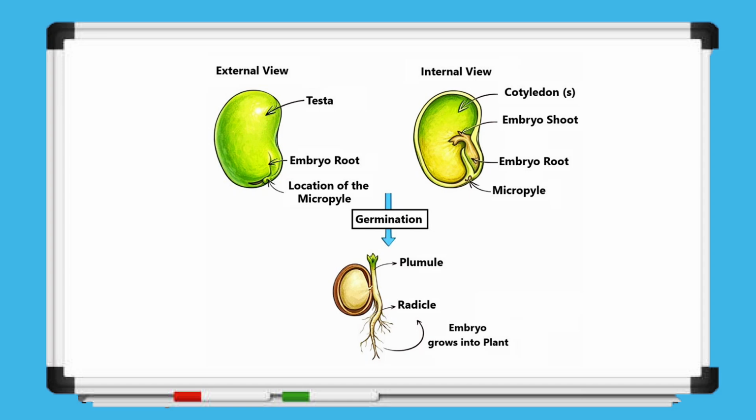The embryo is the young plant present inside the seed. It consists of the plumule and the radicle. The plumule is the embryonic shoot that later develops into the stem and leaves of the plant. The radicle is the embryonic root and is usually the first part to emerge during germination.